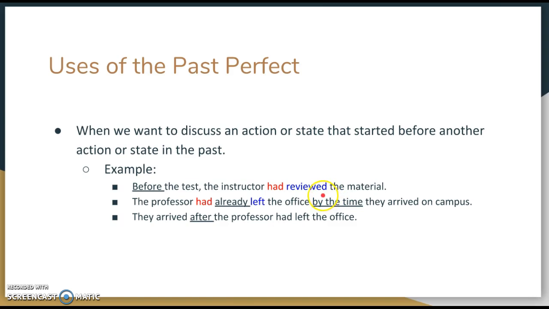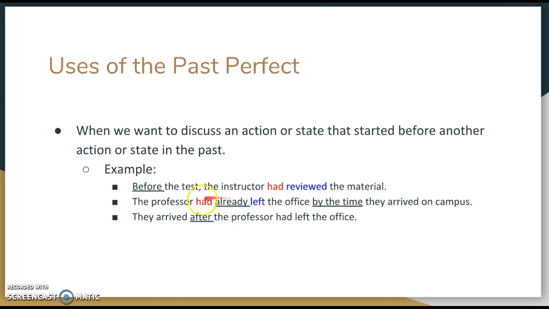So we have two events happening here, or two actions happening here. The first event that happened is the instructor reviewed the material. And then later, there was a test. Let's take a look at the second example. The professor had already left the office by the time they arrived on campus. So again, we have two events happening. First, the professor left, and then they arrived on campus.